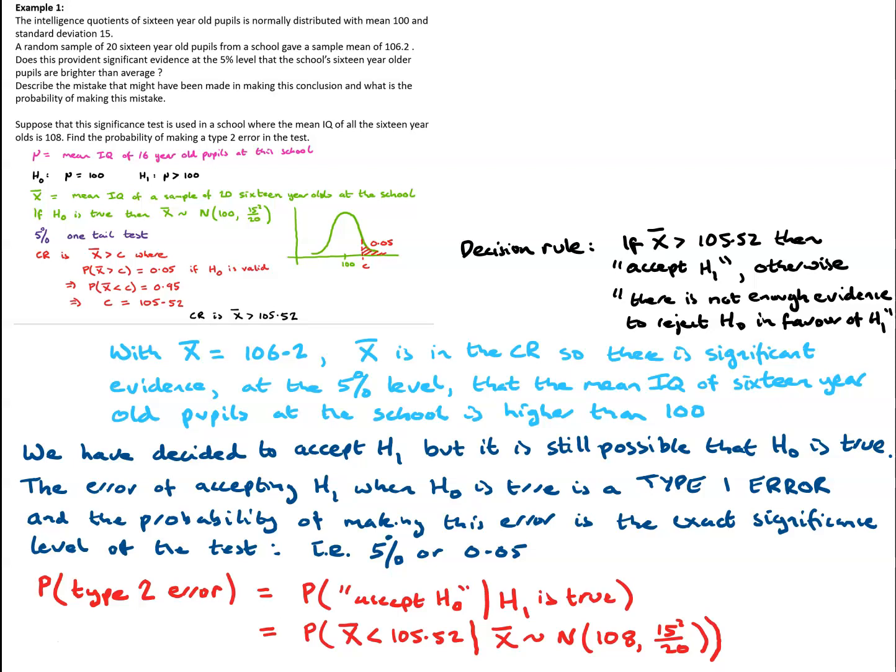So what I need to do is work out the probability that x bar is less than 105.52, given that x bar is in fact normally distributed with a mean of 108 and a variance of 15 squared divided by 20. I can use the probability functions for the normal distribution on my calculator to obtain that as being 0.23. So there's a 23% chance that the significance test will end up making a mistake if it's used in this second school.